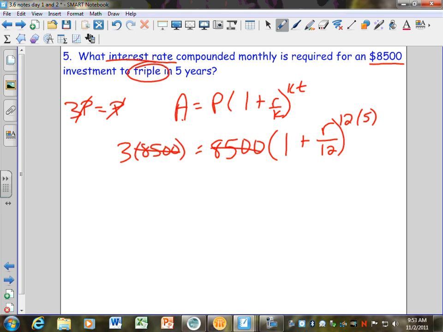Which actually helps me a lot, because now I have 3 equals (1 plus r over 12) to the 60th power. What am I going to do to solve this? Can I just take 1 to the 60th power and then this to the 60th power? What would I have to do if I was going to multiply this all out? FOIL it 60 times, right? It would be 1 plus r over 12 written 60 times. That would be a bit crazy.